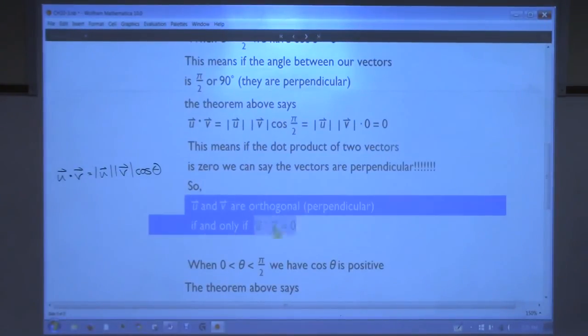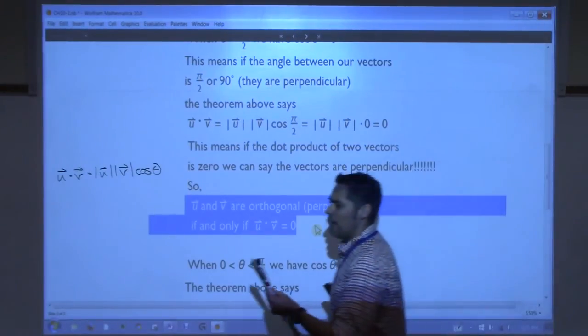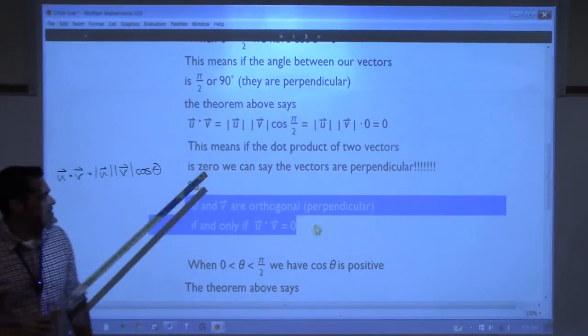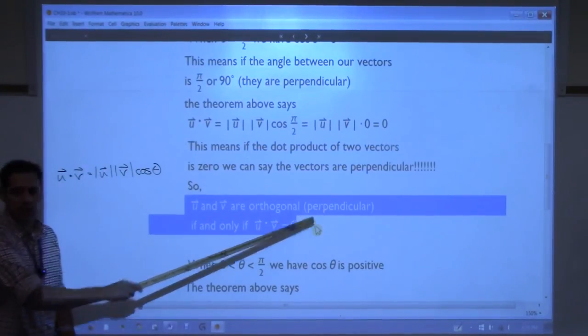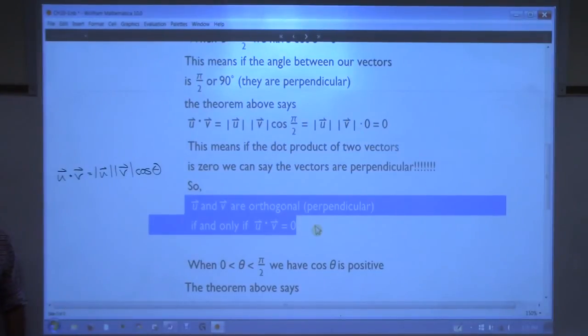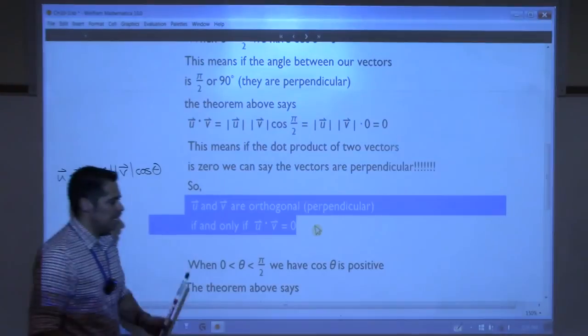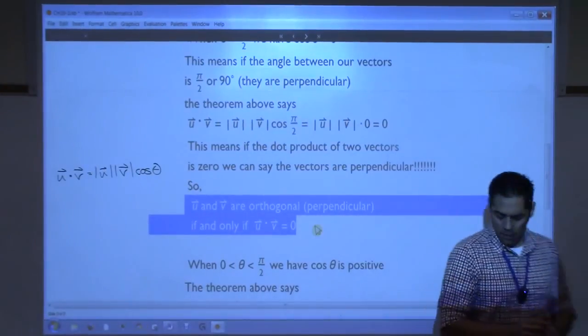Right here. This is a big part of the notes. That's why I've highlighted it here. Two vectors u and v are said to be orthogonal, which means perpendicular. All right? If and only if u dot v is 0. Now, what does if and only if mean? It's equivalence.